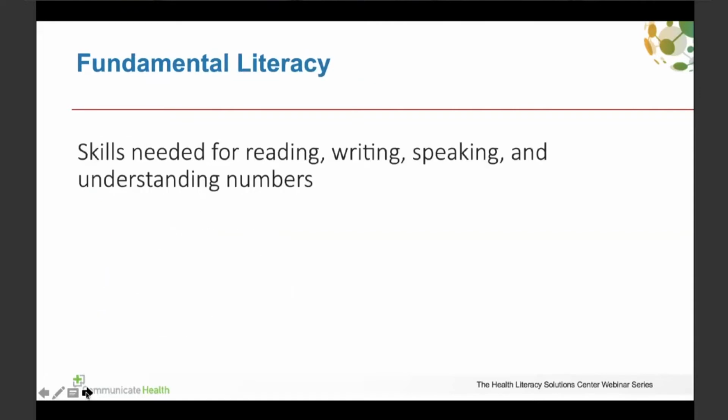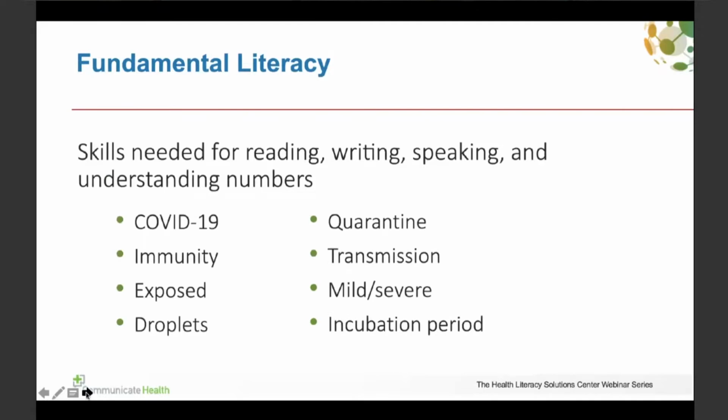First, fundamental literacy. This is what most of us think about when we think about literacy or health literacy. These are the skills needed for reading, writing, speaking, and understanding numbers. About half of adults in this country struggle with fundamental literacy. And there is a lot of coronavirus jargon out there. Just the name of the disease alone has all capital letters and a number. There are a bunch of other terms that we also see on a regular basis in the media. Terms like immunity, exposed, droplets, quarantine, transmission, incubation period.